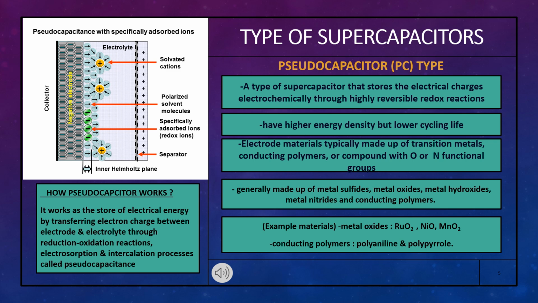Examples of metal oxides are ruthenium(IV) oxide, nickel oxide, and manganese oxide. Examples of conductive polymers are polyaniline and polypyrrole. How does a pseudo-capacitor work? It stores electrical energy by transferring electron charge between the electrode and the electrolyte through redox reactions, and also through electrosorption and intercalation processes, which are called pseudo-capacitance.